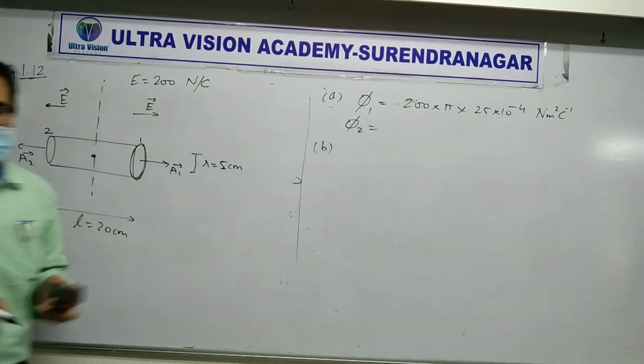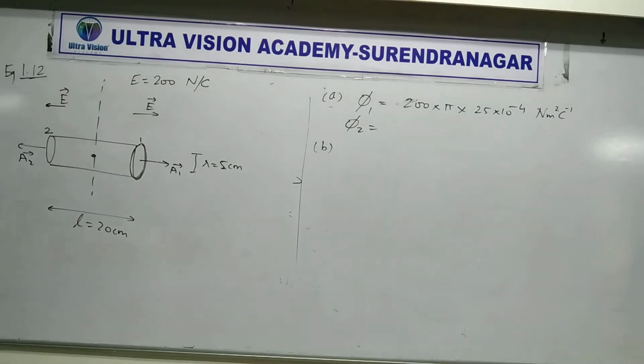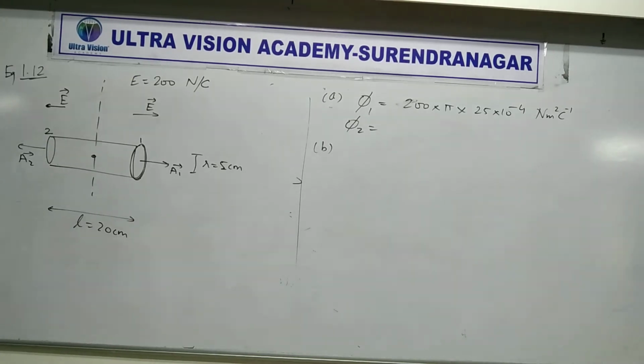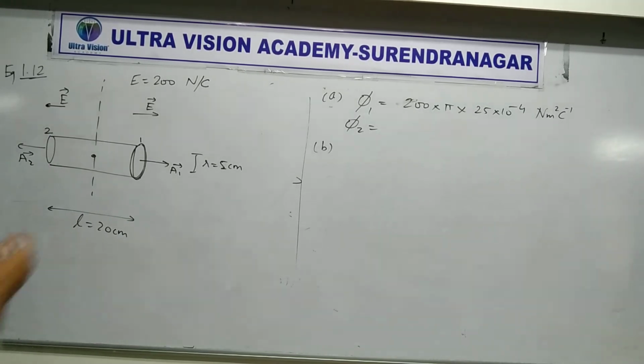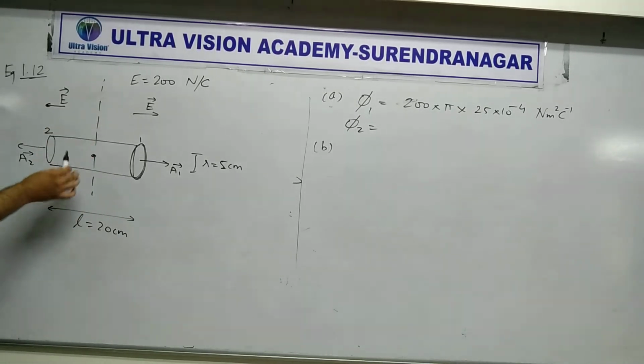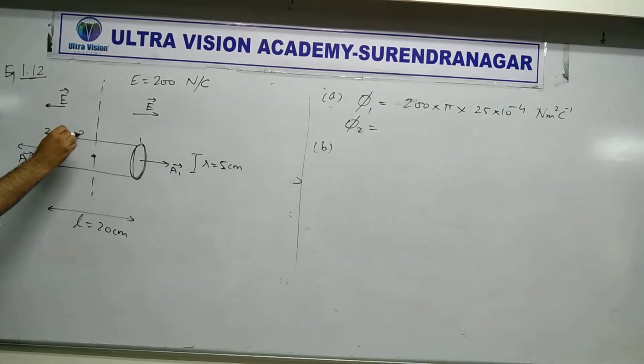What's the question now? Part B: what is the flux through the side of the cylinder? They are talking about this curved surface. Let's call it number 3. Let's talk about that.